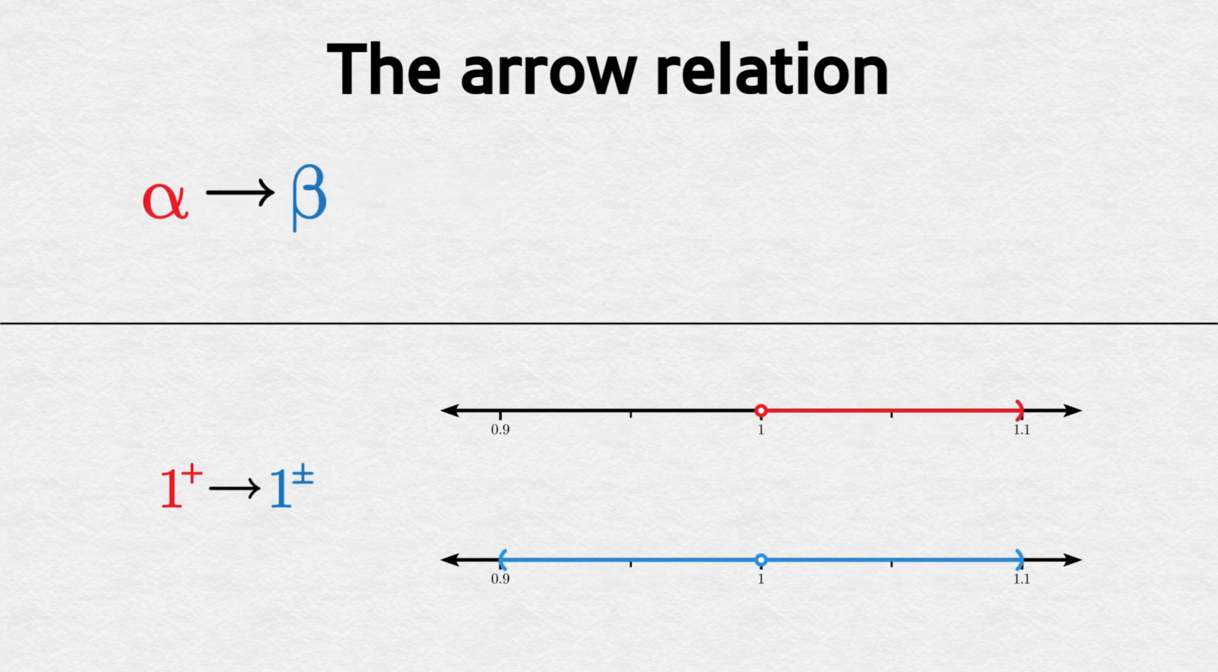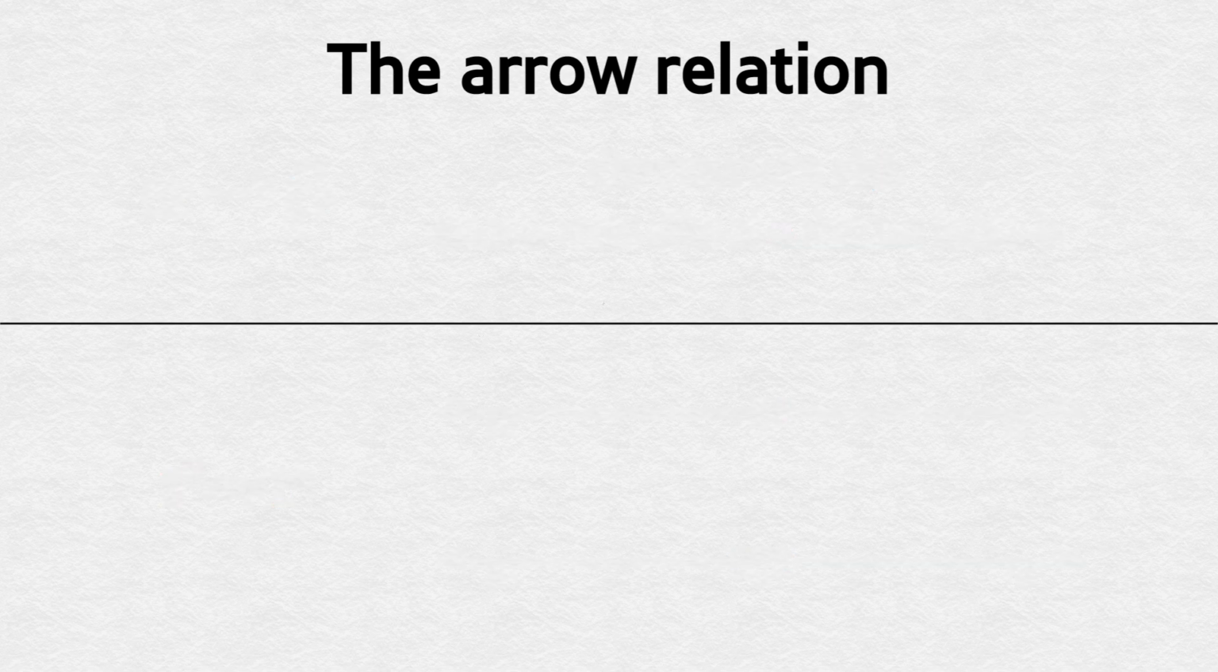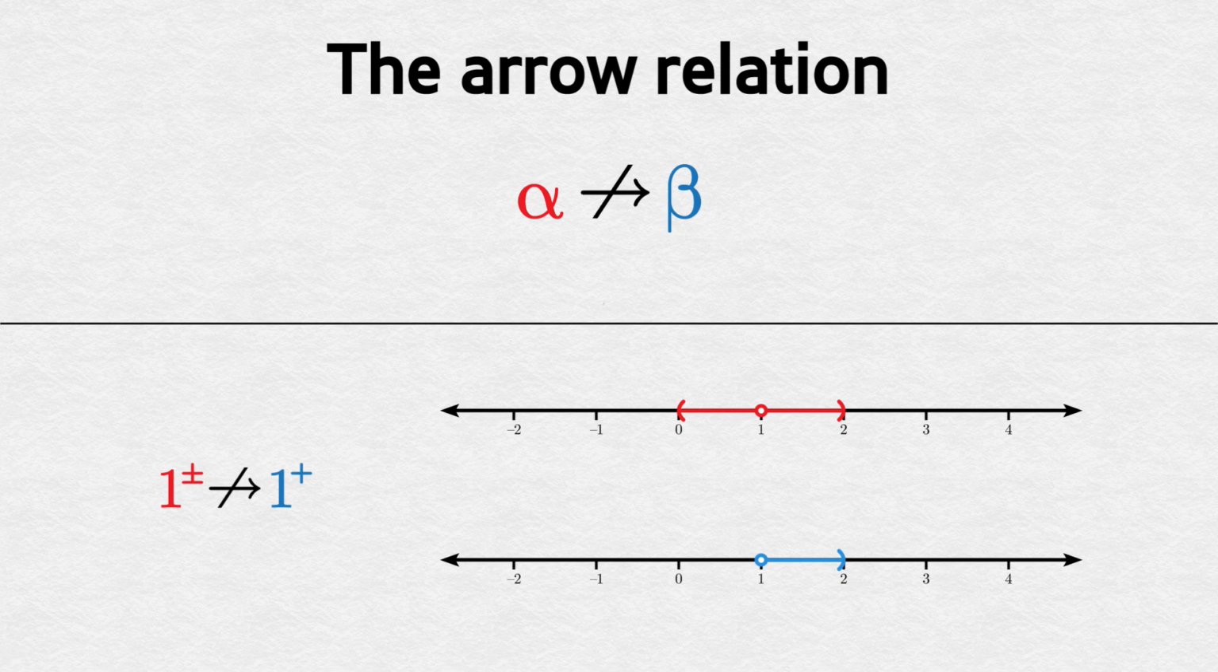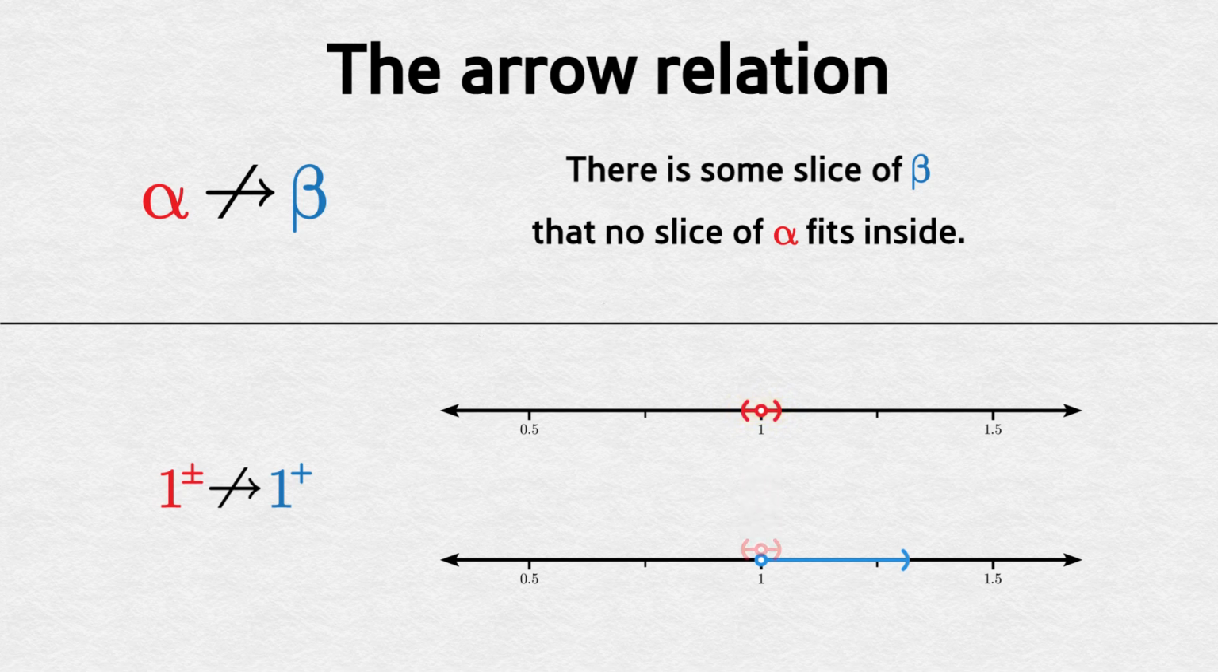In terms of slices, for each slice of beta, in other words, whatever target it paints, there is some slice of alpha that fits inside it. Again, beta squeezes forever, and alpha must be able to squeeze enough to eventually fit inside every target slice painted by beta. There's only one other possibility, as is the case if we switch the roles of these near numbers. At some point, the leader paints some target that the chaser can't ever fit inside, no matter how much it squeezes. In terms of slices, there is some slice of beta that no slice of alpha fits into. In this case, we say that alpha does not fit into beta.